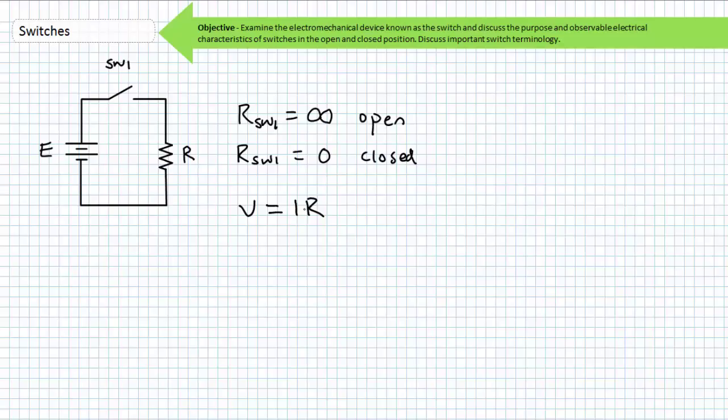Recall that voltage drop across resistors in a series relationship is proportional to both resistance and current via Ohm's law. V equals I times R. Since resistors in a series relationship carry the same current, it can be stated that the voltage drop will be directly proportional to resistance. The smallest resistor in a series relationship will have the smallest voltage drop. The largest resistor in a series relationship will have the largest voltage drop.